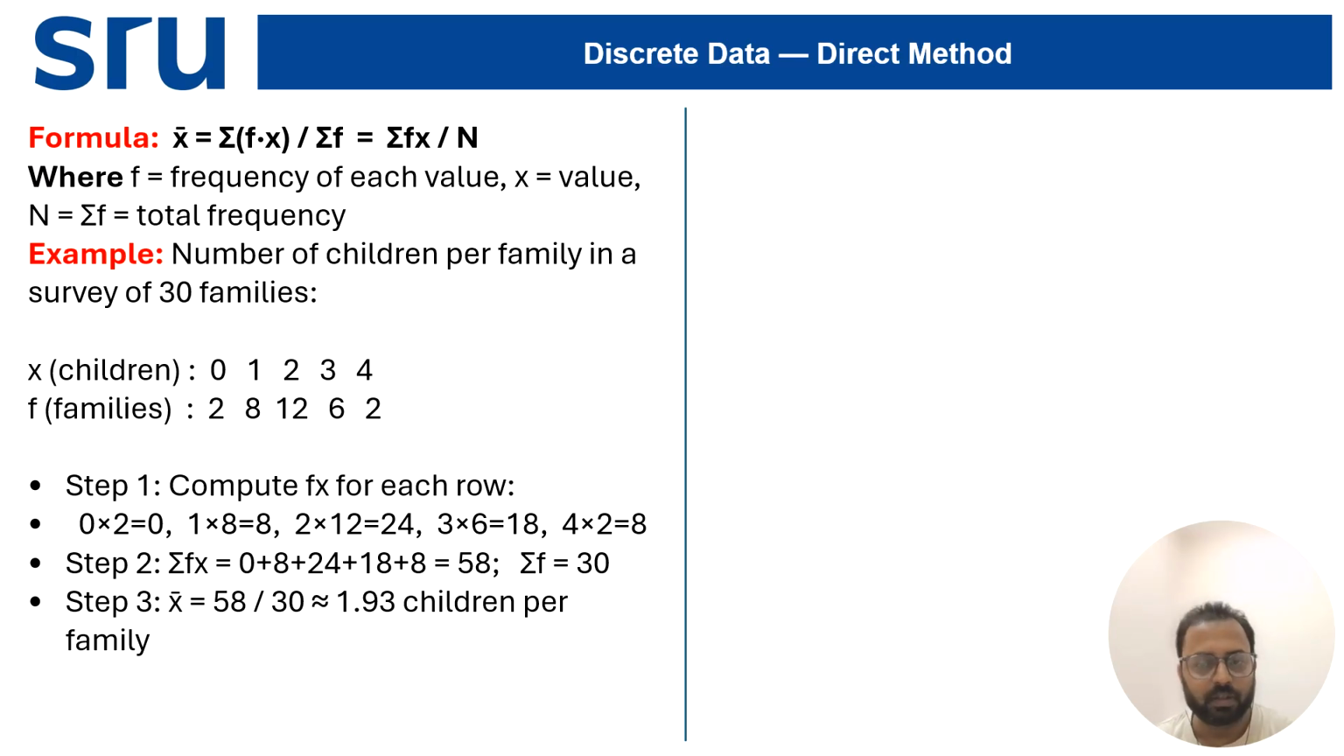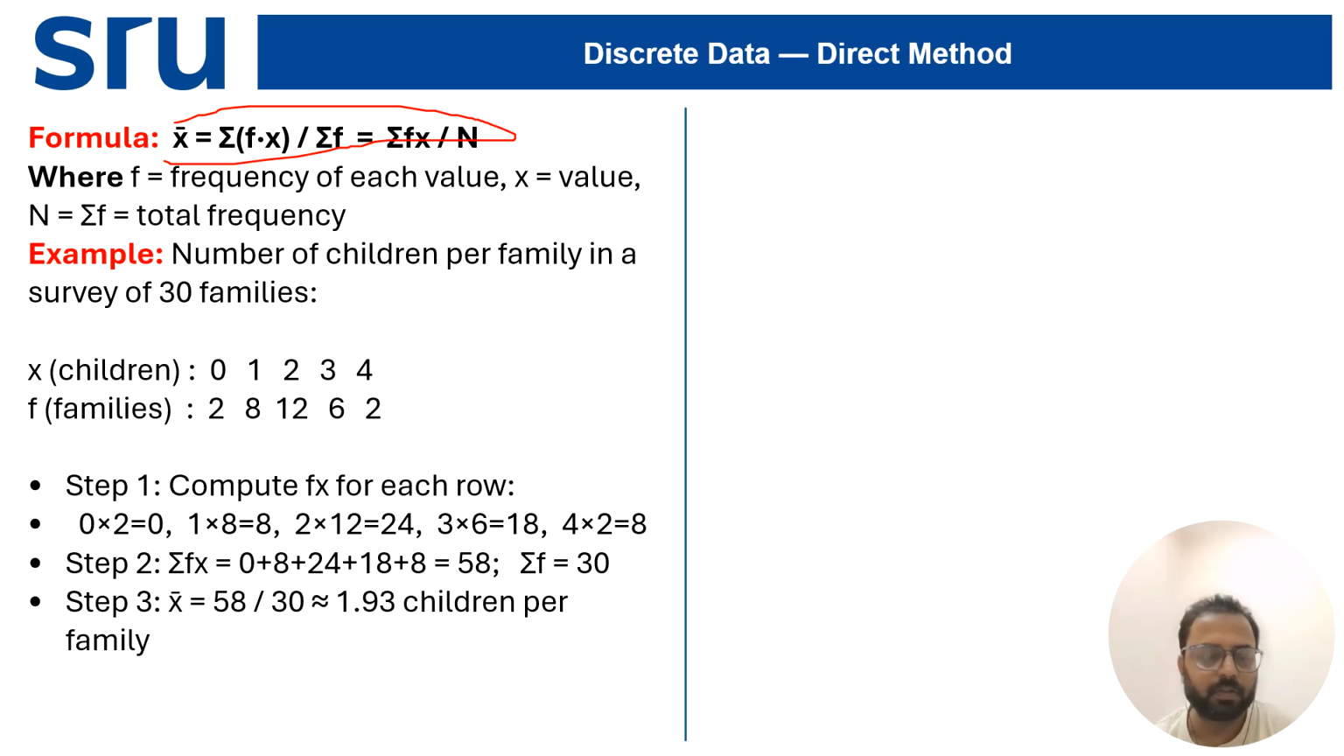So now come to the problem based on discrete data, mean of discrete data. Here is the formula: x bar is the sum of all products of f and x divided by n. X is the observation, and f is the frequency. We find the sum of all products of frequency and observation divided by the number of observations.